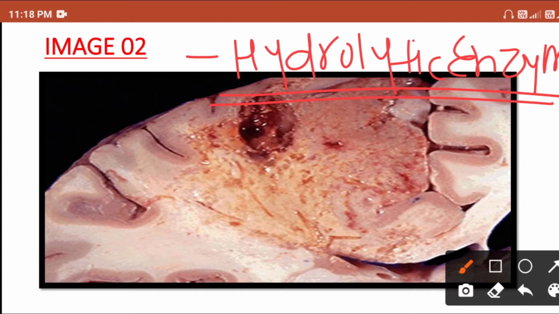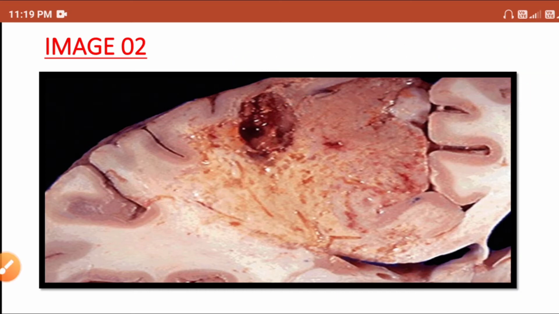You might have questioned why hydrolytic enzymes cause liquefaction in the brain only, because this liquefactive necrosis is seen only in the brain. Because the brain is highly rich in hydrolytic enzymes. So liquefactive necrosis is characteristically seen in the brain area, and the brain doesn't have stromal support as well. Because of these two reasons, in the brain you will see liquefactive necrosis. It is also known by another name, colliquative necrosis.